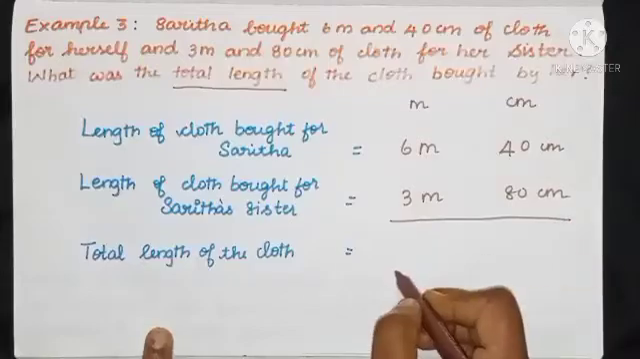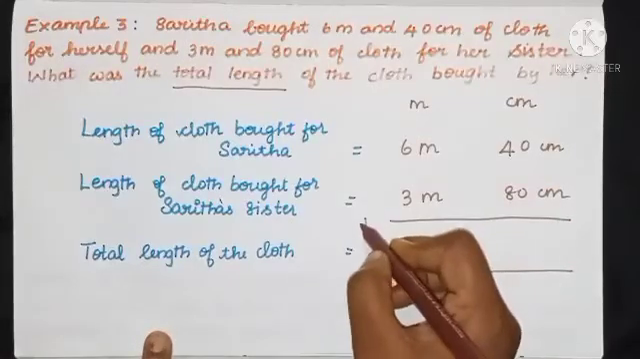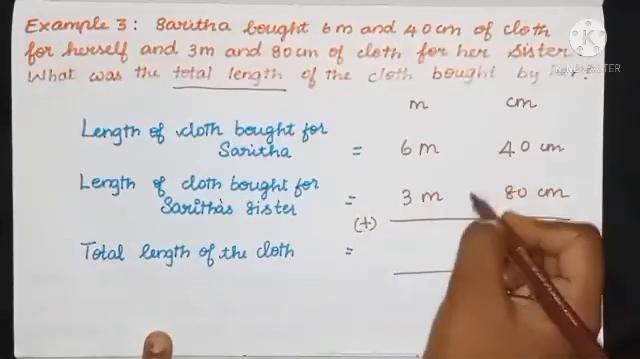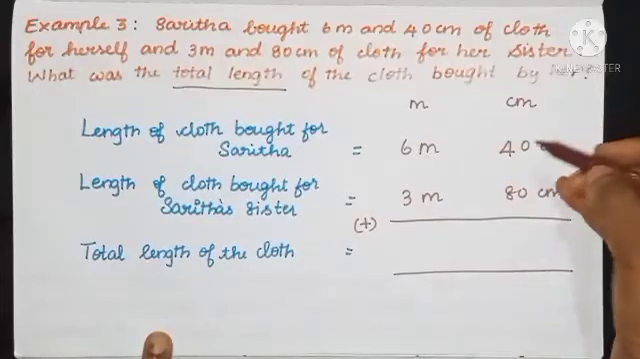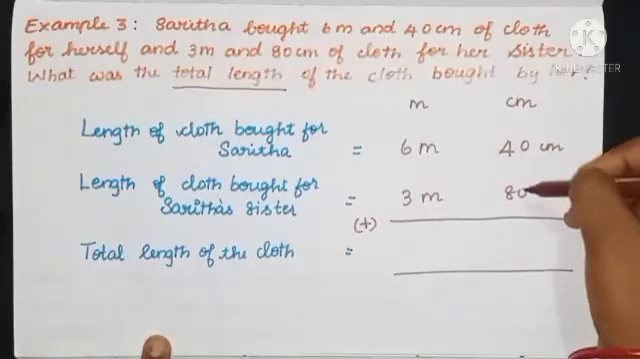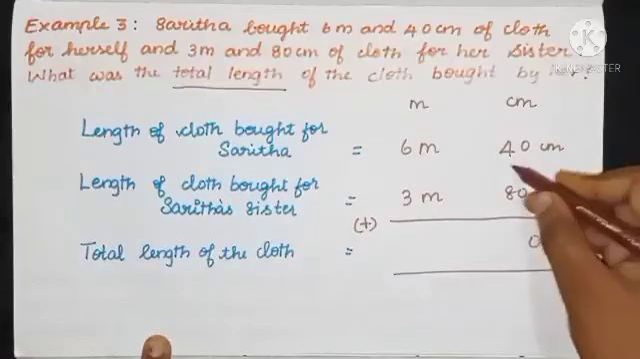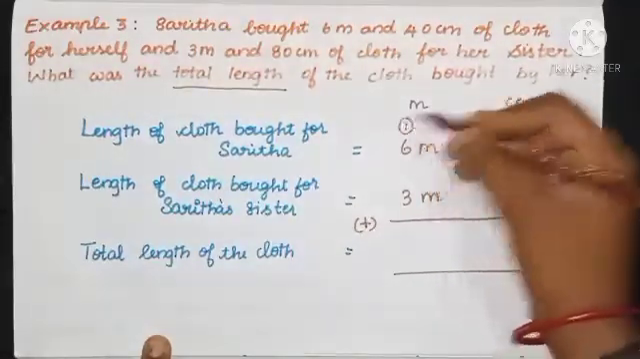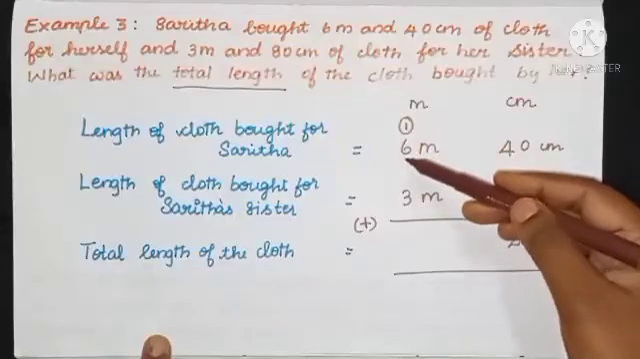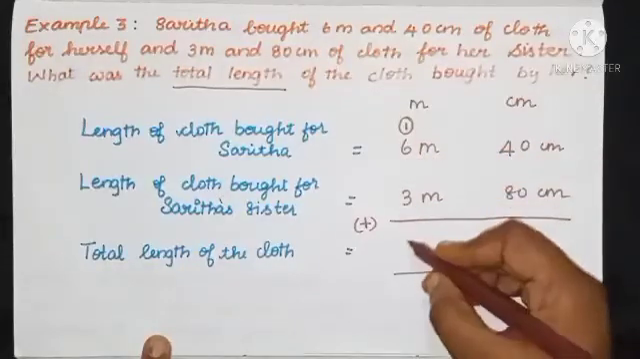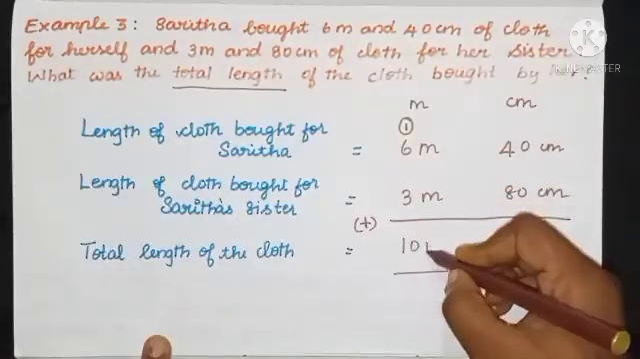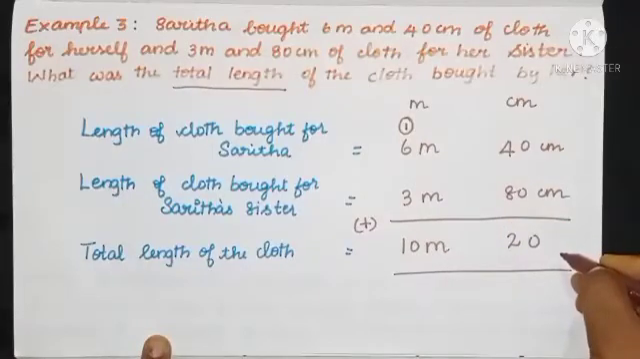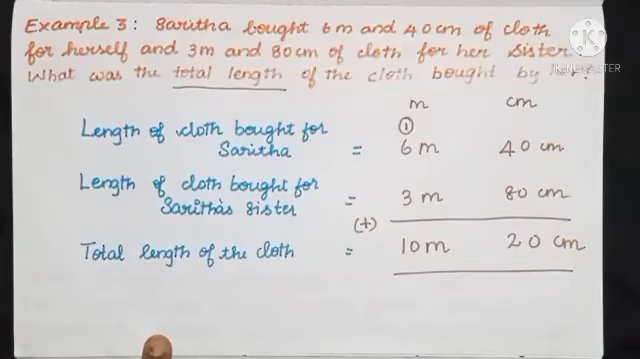To find the total length of the cloth, we have to add the two measurements. First, we have to start with centimeter. 0 plus 0, 0. 4 plus 8, 12. 1 is carry over. Then 1 plus 6 plus 3 is 10. So, the total length of the cloth is 10 meter 20 centimeter.